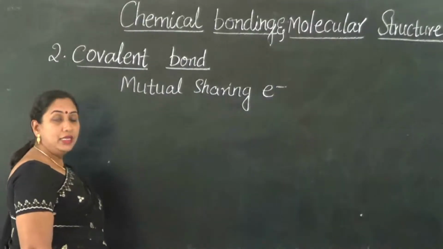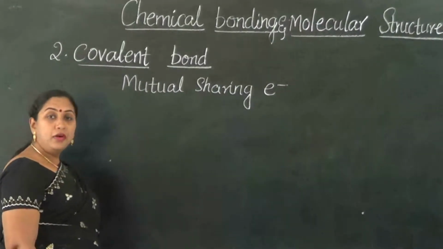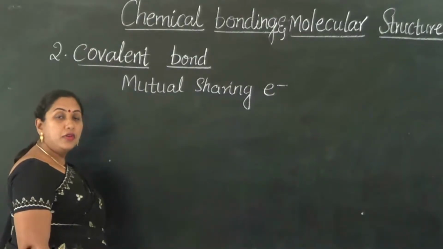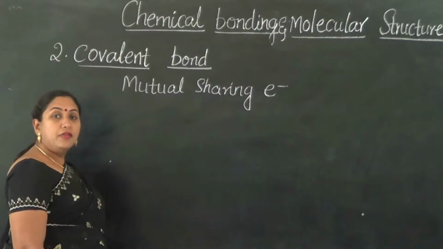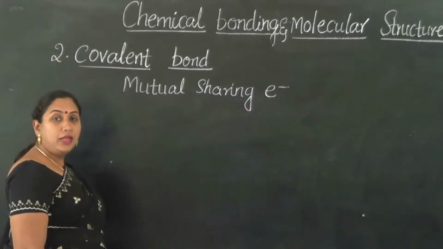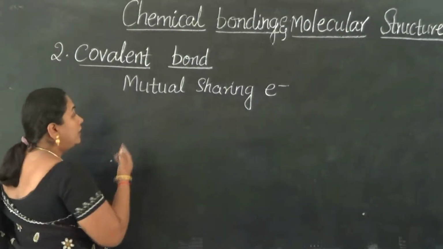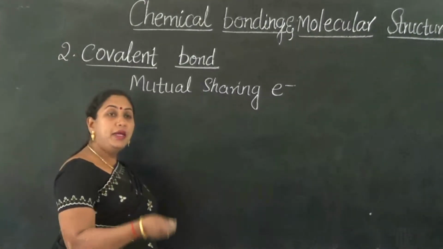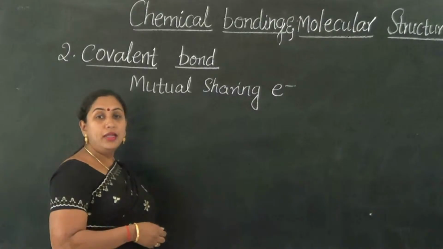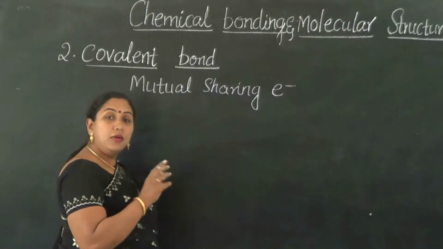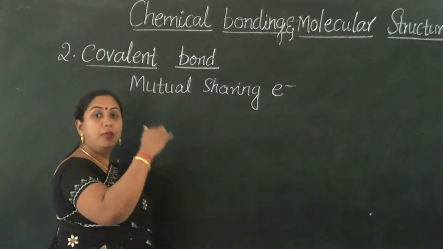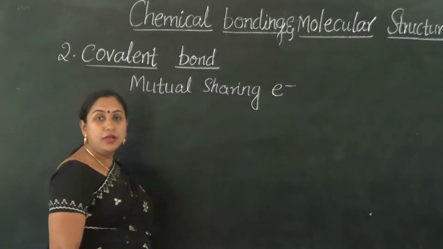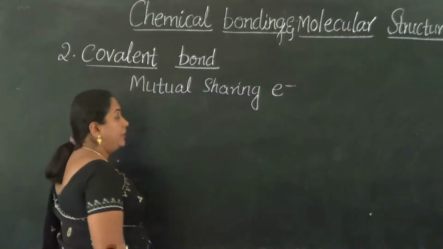As we learned in the previous session, the ionic bond or the electrovalent bond is formed by complete transfer of one or more electrons from the valence shell of one atom to the valence shell of another atom. Here, it's not completely transferred. The participating atoms will donate an equal number of electrons to a common electron pool, and that would be shared among the constituent atoms equally.